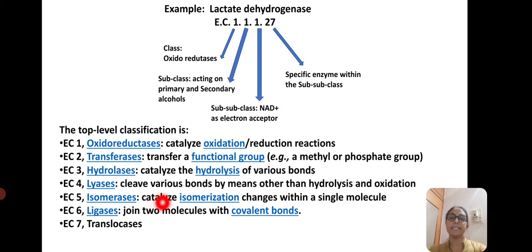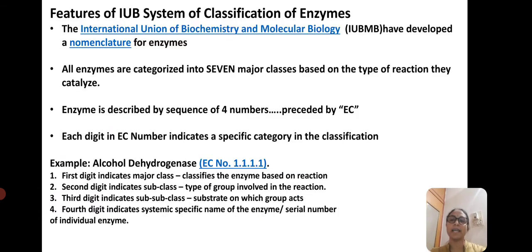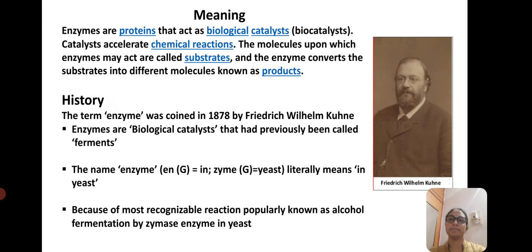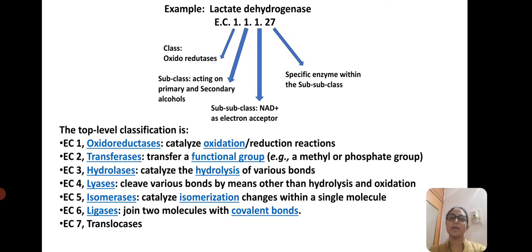And isomerases, EC5, catalyze isomerization reactions, that is the shifting of atoms in the same molecule from one position to another position. EC6, that is major class 6, is ligases. Ligase is a Latin word which tells us about joining of molecules. Joining together of two molecules is ligases. And the last and new class is the translocases. Translocases is the newly added enzyme group to the enzymatic naming or classification.